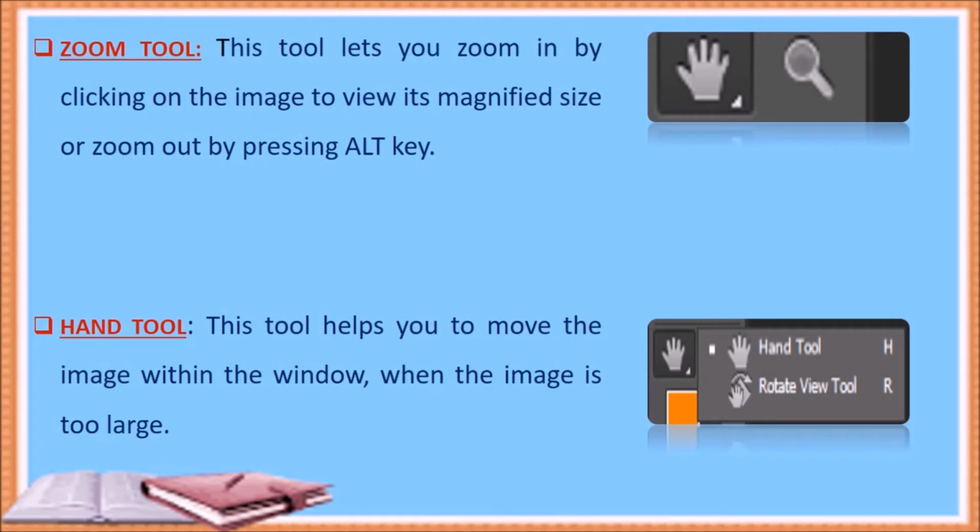Now what is the use of this zoom tool? Zoom tool lets you zoom in by clicking on the image to view its magnified size, or you can zoom out by pressing the Alt key, and it looks like a magnifying glass. In case you want to enlarge your picture, to view the image very closely, minutely, you can click on the zoom tool.